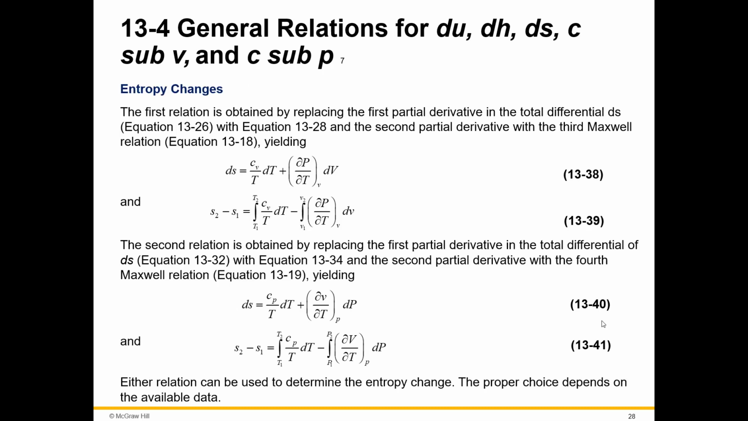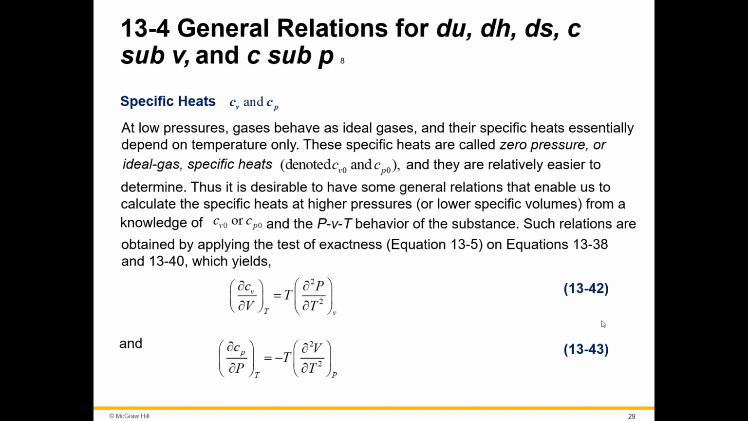And so it gives you first relations, second relations, and then down here, either relation can be used to determine the entropy change. The proper choice depends on the available data. So of course you're going to use a formula for what you have, and that's what you would pick. But you can use either relation.